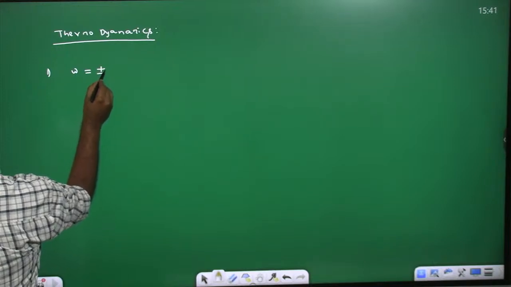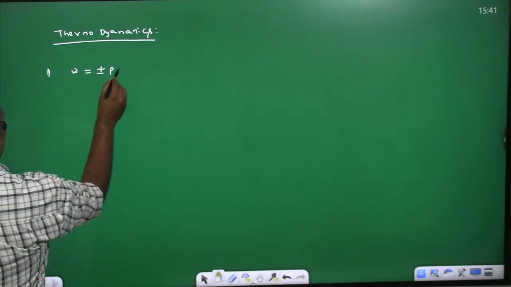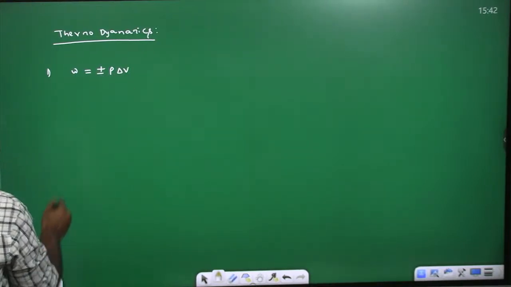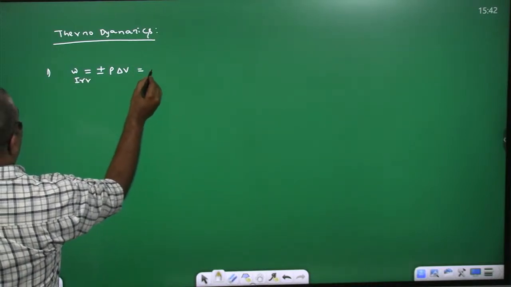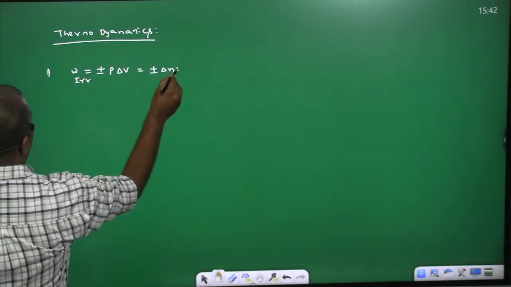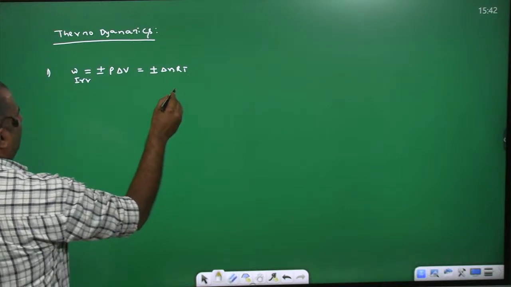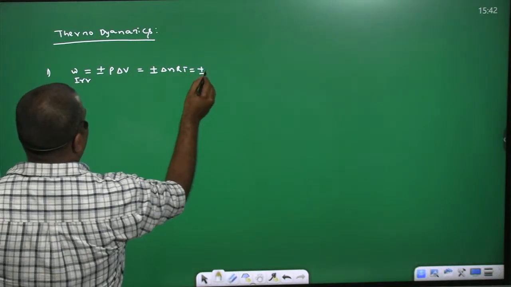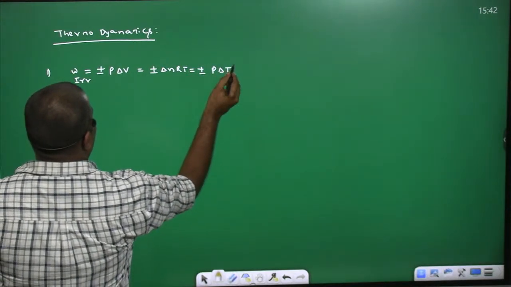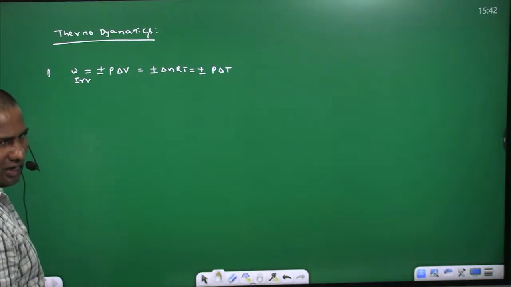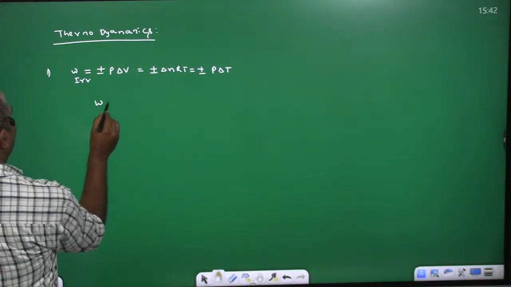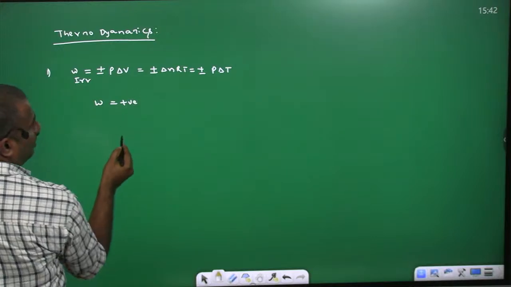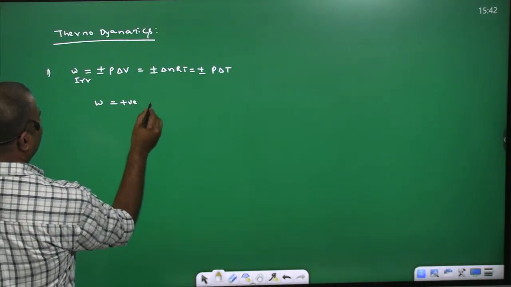Work equal to, what is the formula? Plus or minus P delta V, right? This is for irreversible, okay? Otherwise you can write plus or minus delta nRT. Otherwise we are going to write plus or minus P delta T, because delta V is directly proportional to delta T. Work can be taken positive when work done on the system.